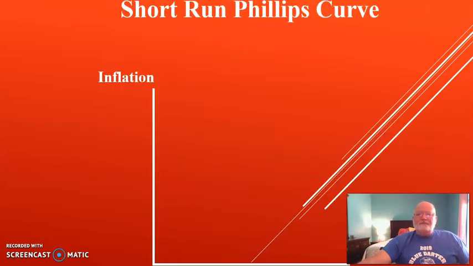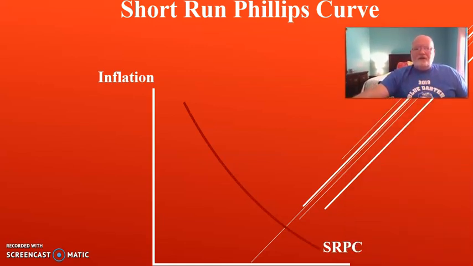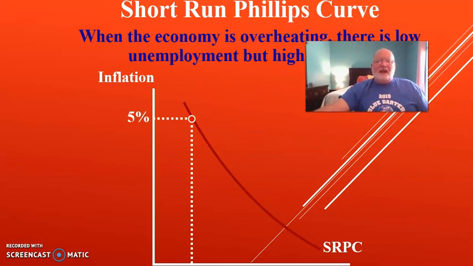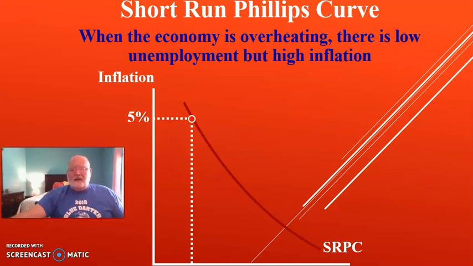Anyway, moving on here. So here's the short run Phillips curve again. And again, you're going to write this in your notes. It's going to be a lot of graphs here in your notes. And when the economy is overheating, you can write this, there's low unemployment but high inflation. So if you look right here, in this example, there's 2% unemployment, 5% inflation. That's pretty high inflation, and unemployment is very low.